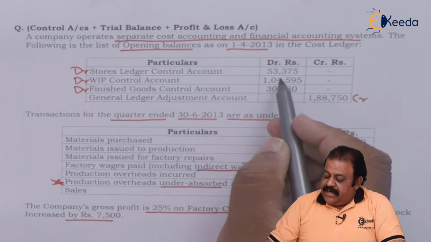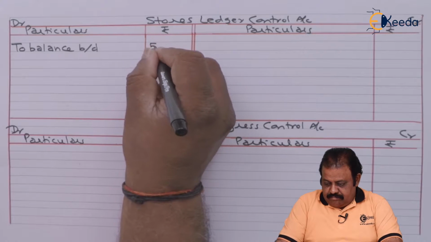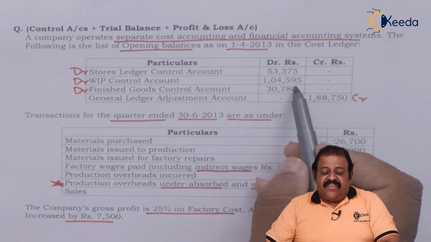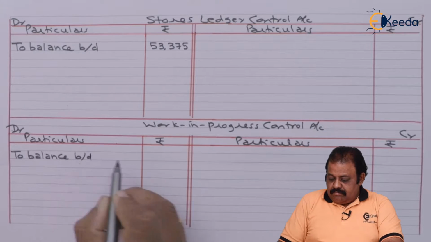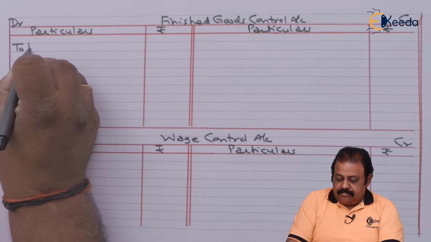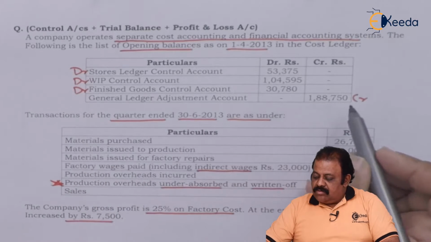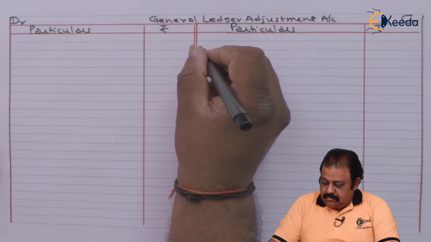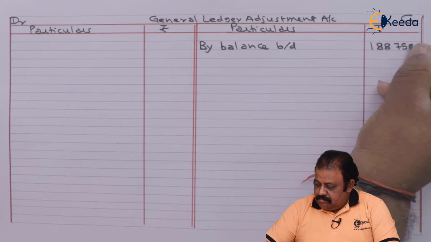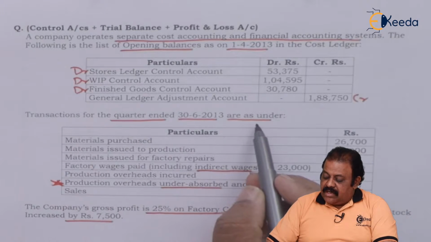Stores ledger control account, opening debit balance 53,375. Work in progress control account 1,04,595. Finished goods control account 30,780. General ledger adjustment account credit balance 1,88,750. By balance brought down 1,88,750. Transactions for the quarter ended 30th June 2013 are as under.